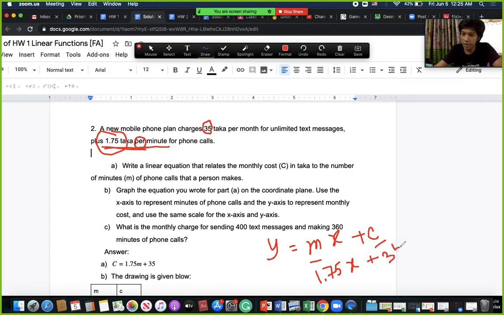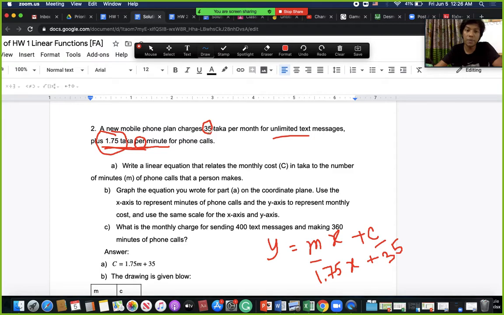Another reason why 35 is separate is that this is the y-intercept, and this value is fixed no matter what. See, a mobile phone charges 35 taka per month for unlimited text message. What does it mean? It means if you send only one text message, you have to pay 35 taka. If you do not send any text message, you still have to pay this 35 taka. If you send 1,000, 200,000, 2,000, no matter what, because of the word unlimited, you can send a lot of text messages and you have to pay just 35 taka.